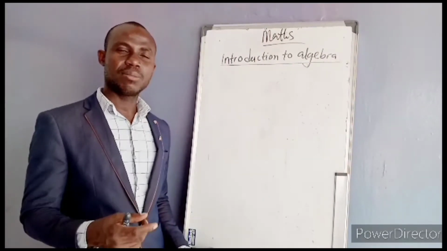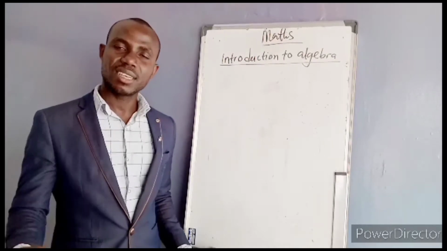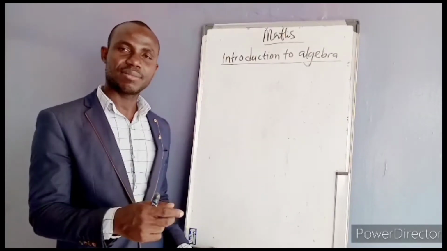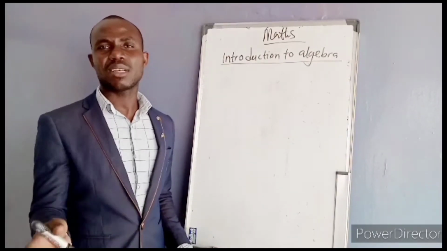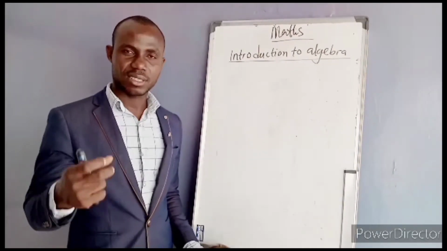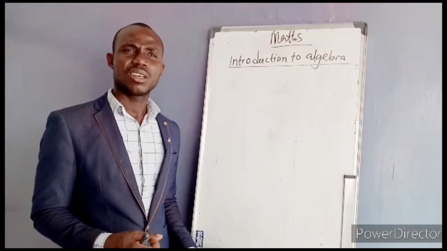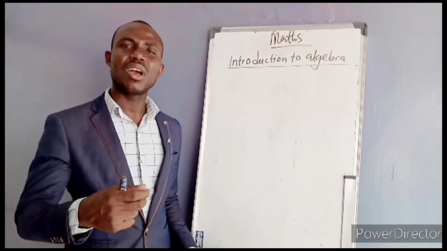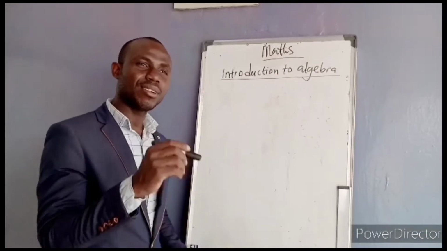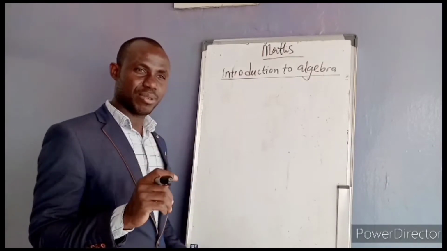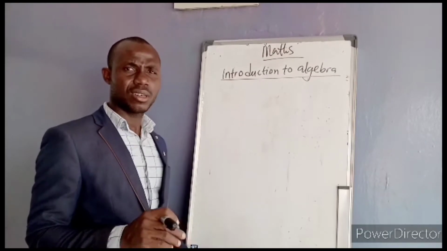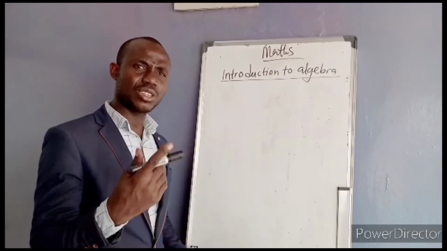Algebraic terms can involve just a letter. It can be a letter multiplied by a number, a letter and a number together. It can just be a number also. So we call them algebraic terms. Is that clear? Then we also have what we call coefficients. A coefficient is the number written before any alphabet. It is very, very important to take note of coefficients because we are going to be using them in all aspects of algebra.